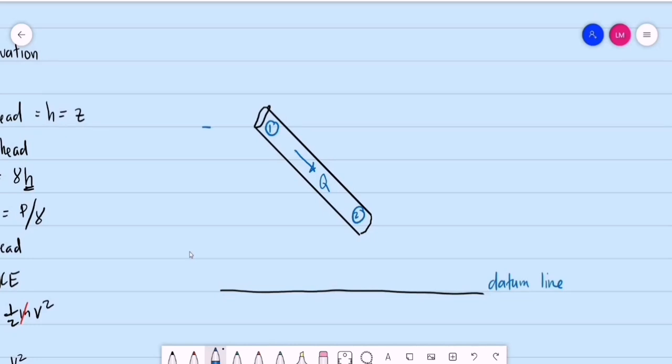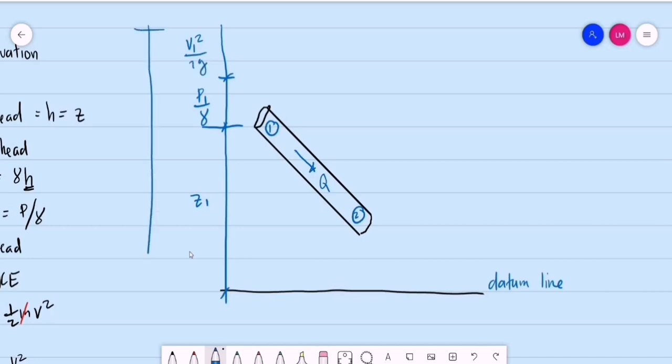So this height, let's say from our reference line to point 1, let's say this is the elevation head of point 1. On top of the elevation head, we have the pressure head at point 1, that is P1 over gamma. Then on top of the pressure head, we have the velocity head, that is V sub 1 squared over 2g. So let's say this is the total energy head at point 1, E sub 1.